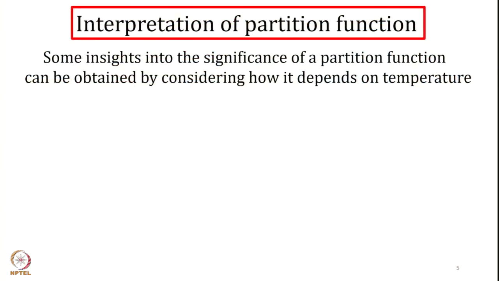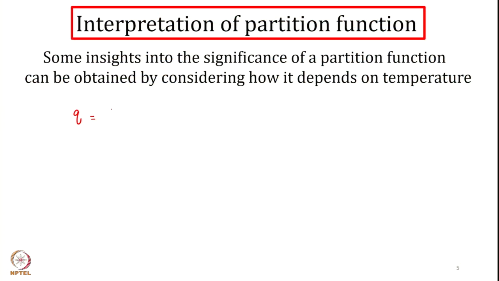Now let us discuss the interpretation of the partition function. What does it physically convey? Some insight into the significance of the partition function can be obtained by considering how it depends on temperature. Let's try to understand. The molecular partition function, we just discussed, is equal to the summation over j of gj exponential minus beta Ej, or permit me to write it in terms of temperature, gj exponential minus Ej upon kT.